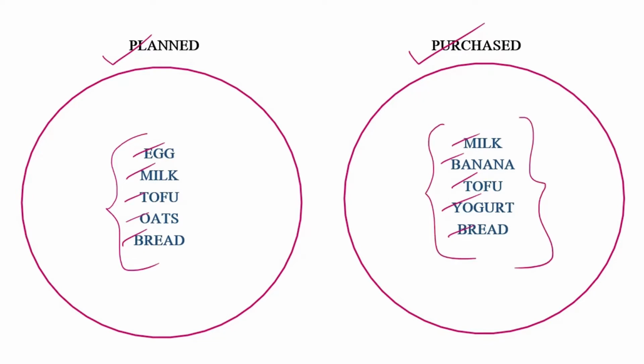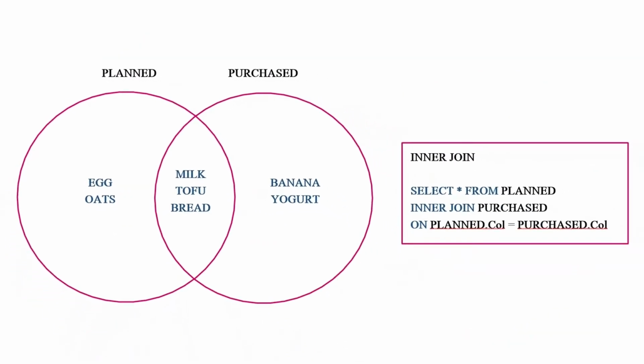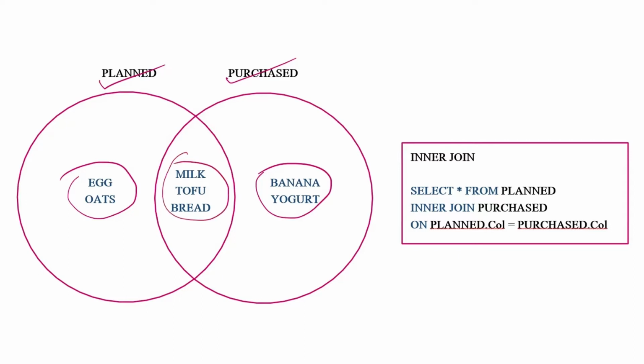If you observe carefully, I have also bought a few things that I had already planned, like milk, tofu and bread. Banana and yogurt are something new that I did not plan to buy, but still I ended up purchasing those. We can also represent these two tables in this way, planned and purchased, where these two items belong to the planned table but not to the purchased table. On the other hand, these two items belong to the purchased table but not to the planned table. And finally, in the intersection area, we have all those items that we planned to buy and we ended up purchasing as well.